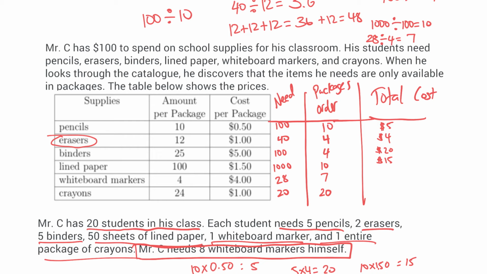Whiteboard markers, you need 7 packages, and they're $4 each. That's $28. And lastly, you need 20 packages of crayons. That's $20. And now what we need to do is find the sum of the total cost. That means you're adding all of these together. You should get a grand total of $92.